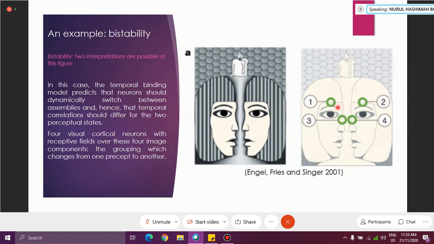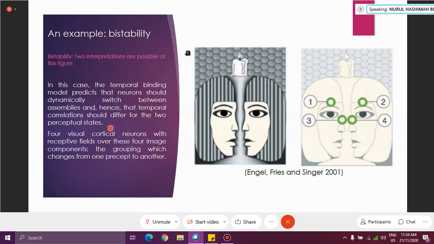You have four electrodes being put here. Okay, this is just an example. So this is bistability, all at the same position, but in left and right of the background face. In this case, the temporal binding model predicts that neurons should dynamically switch between assemblies, and hence that temporal correlation should be equal for the two perceptual states.